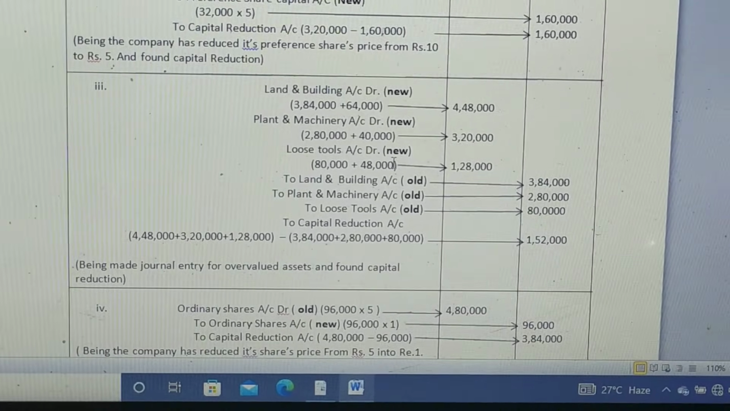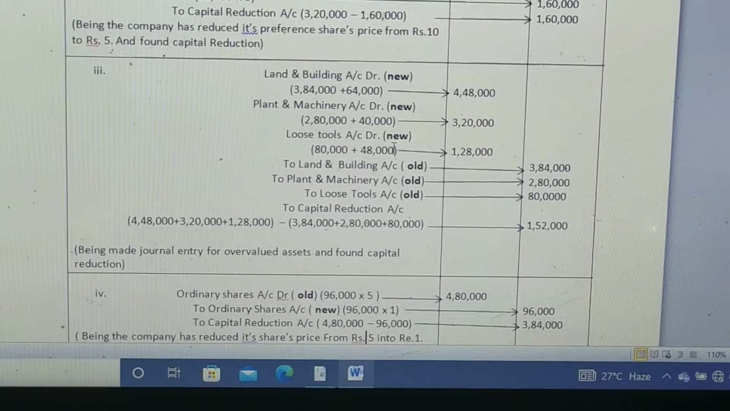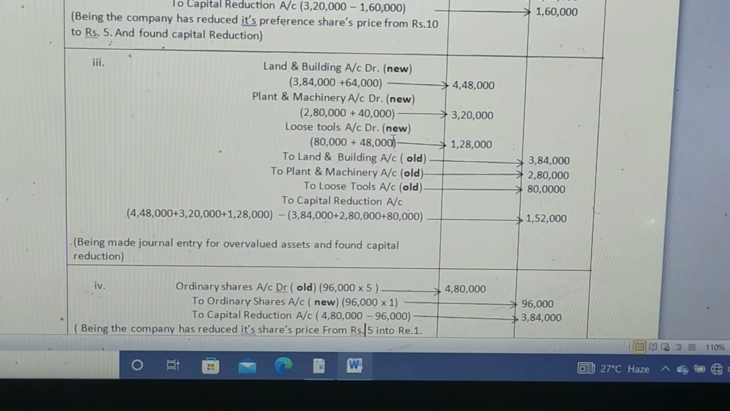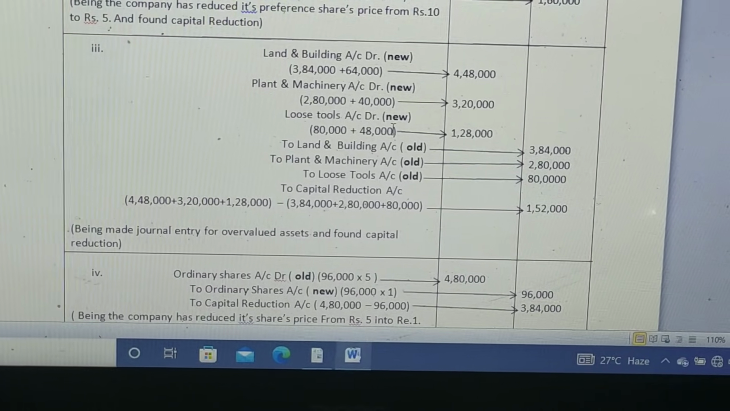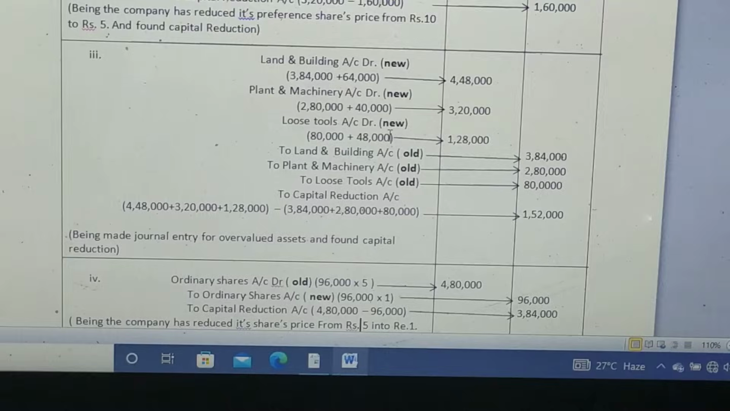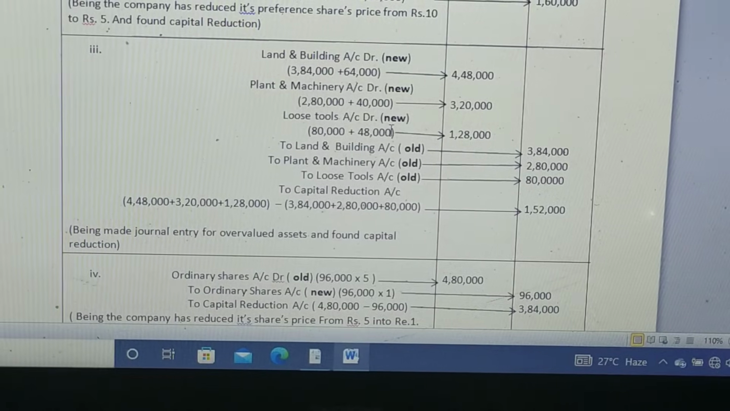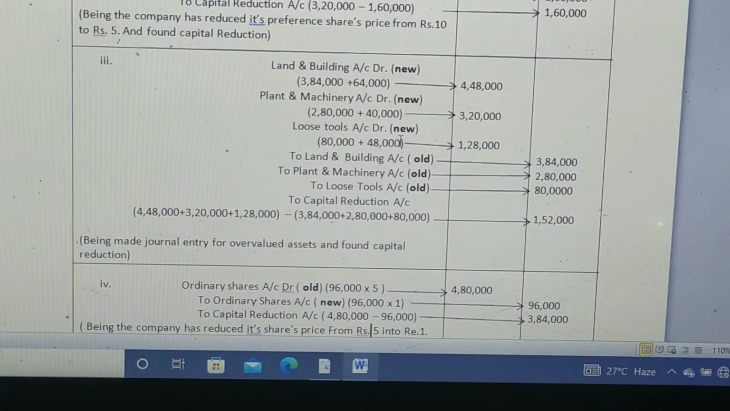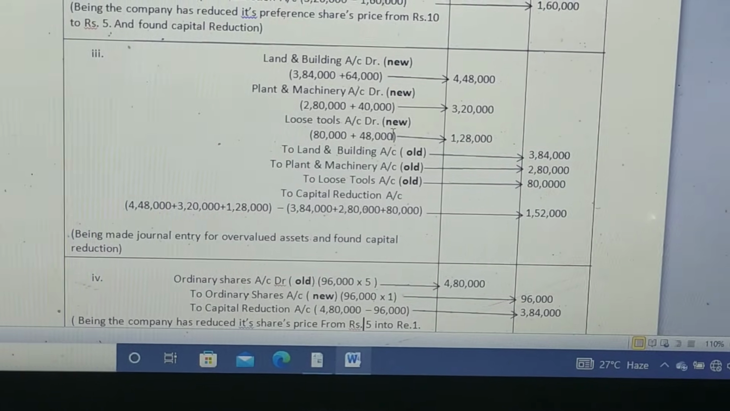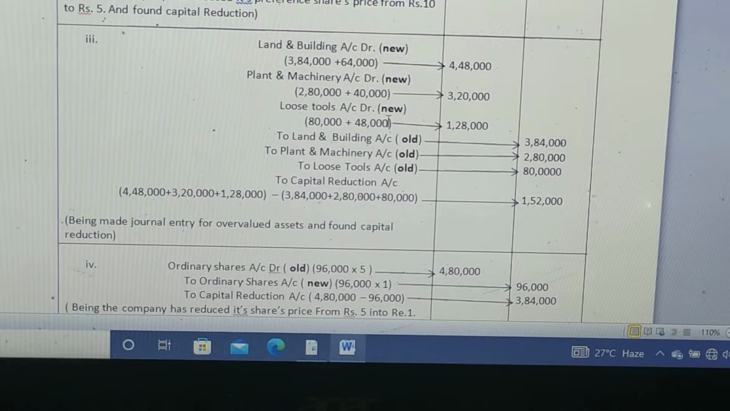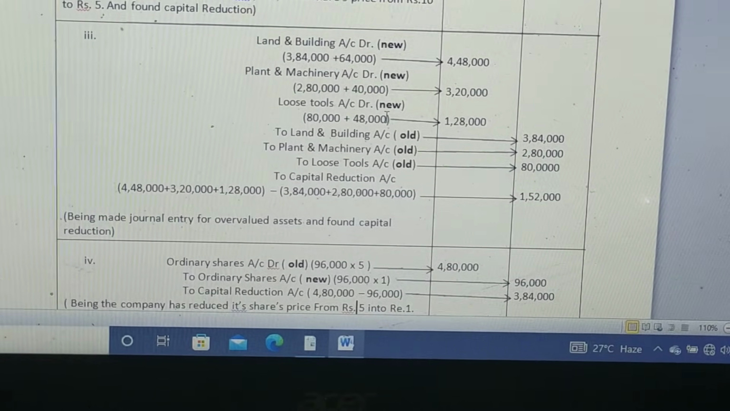And the loose tools account debit, the new value. The old value is 80,000. The adjustment value is 48,000. So 80,000 plus 48,000, the total value is 1,28,000, which we have to mention in the debit side. And to land and building, the old value is 3,84,000, which we have to mention in the credit side. To plant and machinery, the old value is 2,80,000, in the credit side. And to loose tools account, the old value is 80,000, in the credit side. So the difference value in the credit side is 1,52,000.